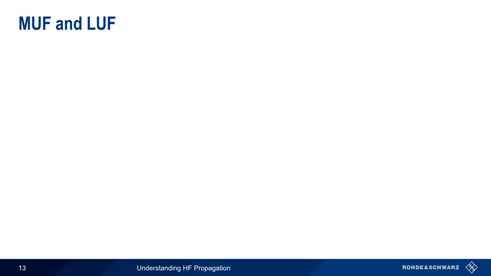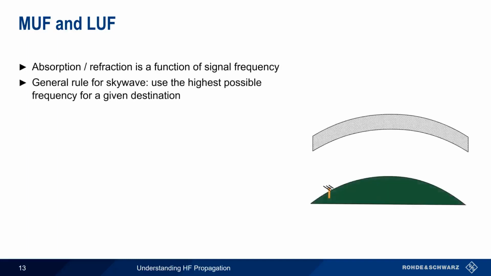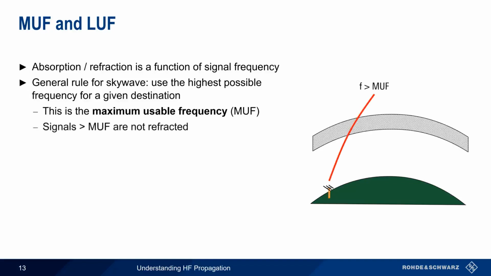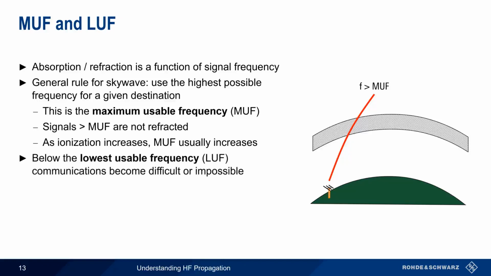The degree to which the different layers of the ionosphere refract and/or absorb radio frequency signals is largely a function of that signal's frequency. The general rule for HF skywave communications is to always use the highest possible frequency that will reach a given station or destination. This is called the maximum usable frequency, or MUF. Signals whose frequencies are higher than the MUF will not be refracted by the ionosphere. Usually, the MUF increases with increasing ionization. Another important frequency threshold is something called the lowest usable frequency, or LUF. When the signal frequency is at or below the LUF, communication becomes difficult or impossible due to signal loss or attenuation. So we want to choose a frequency that's somewhere between the LUF and the MUF.